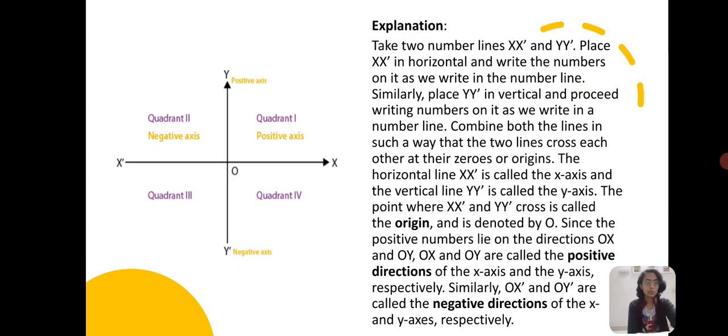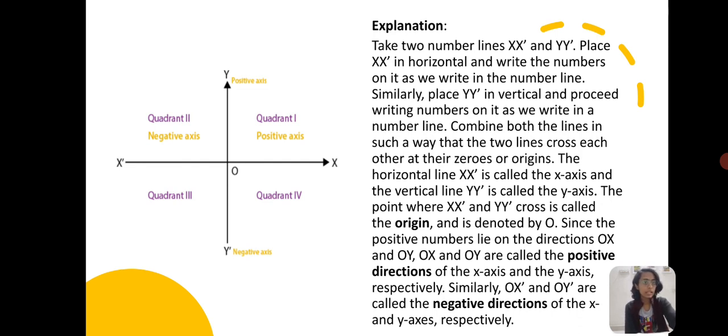Explanation for this quadrant and the diagram. Take two number lines x'x and y'y. Place x' horizontally and write the numbers on it as we write in the number line. Similarly, place y' vertically and proceed writing numbers on it as we write in a number line. Combine both the lines in such a way that the two lines cross each other at their zeros or origins.